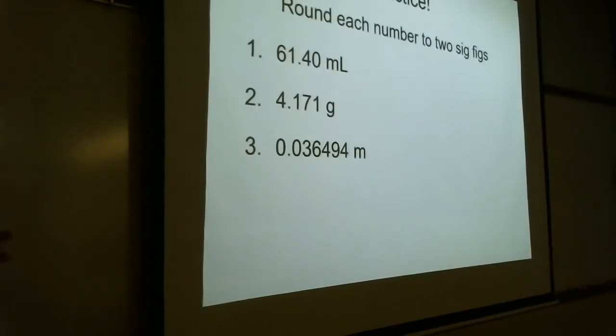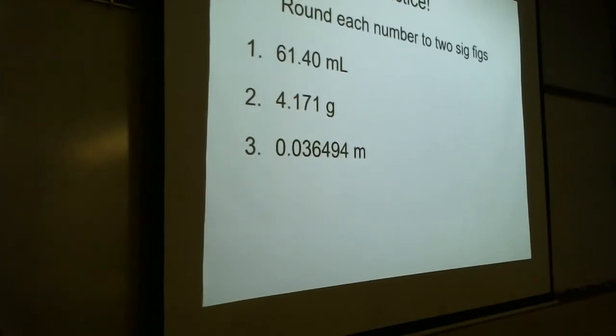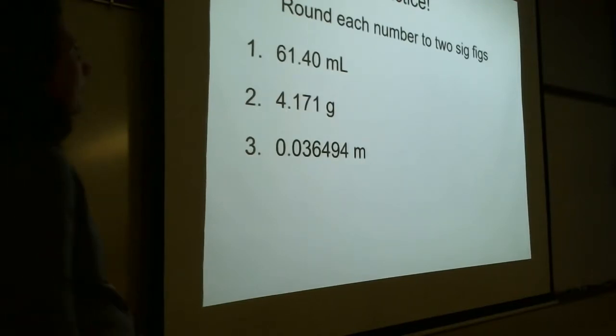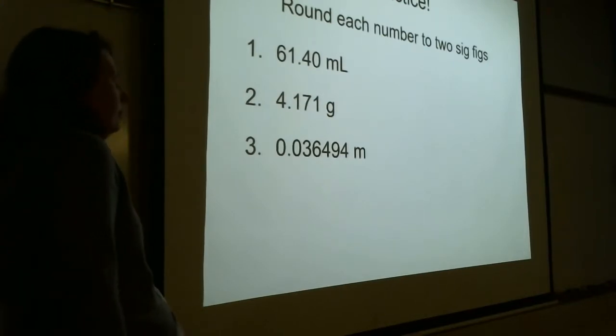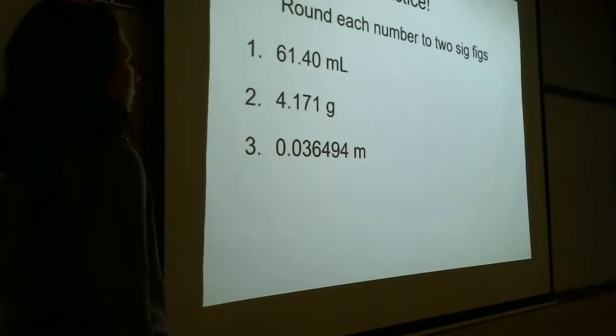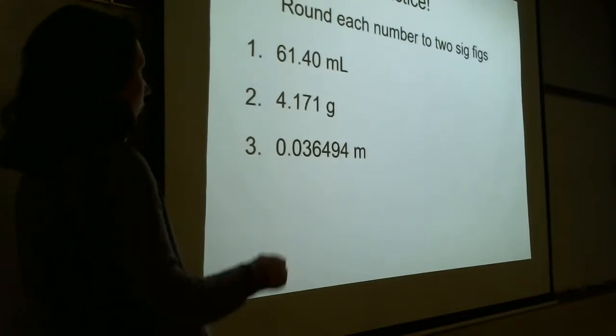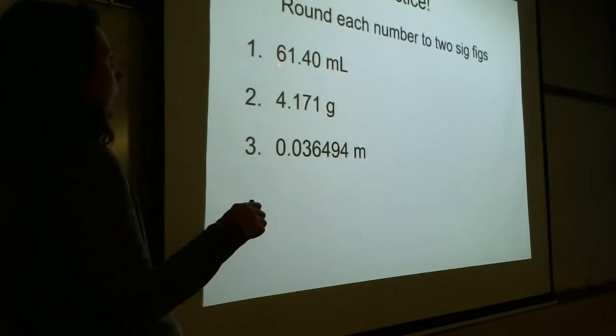All right, let's just shout these out because it'll only take you a few seconds to do these. Let's round each of these numbers to two sig figs, not two decimal places, two sig figs. How would we round number one? 61? Yep. How would we round number two? 4.2, right? Because that seven rounds it up to two. And then, of course, we need to carry our units with us. So that'd be 61 milliliters, 4.2 grams.